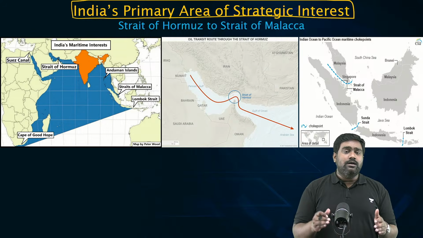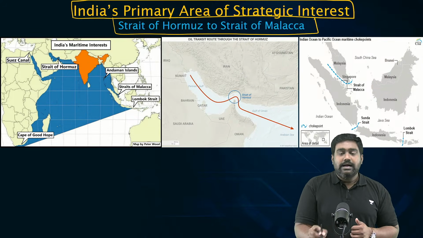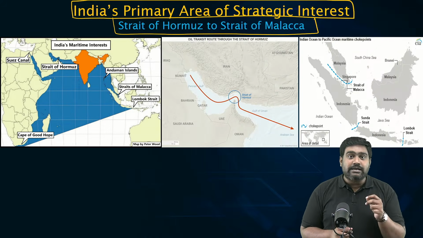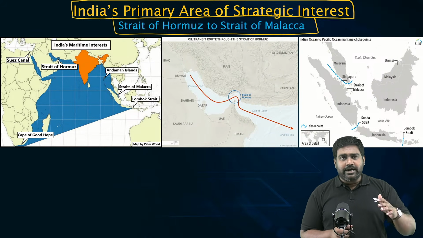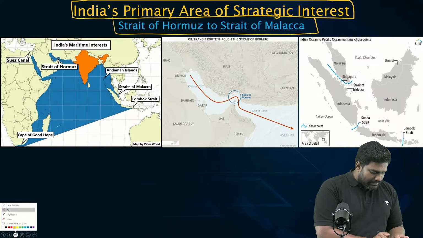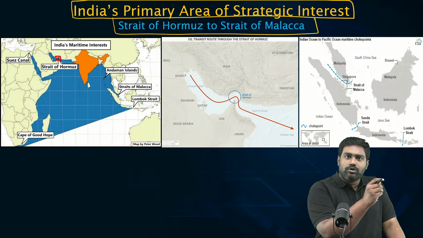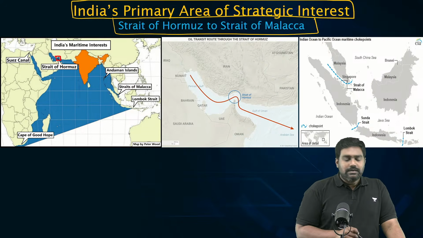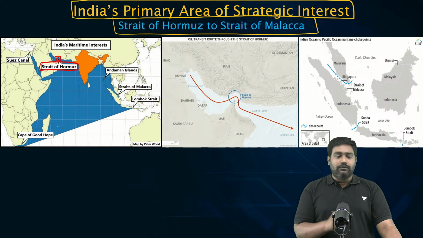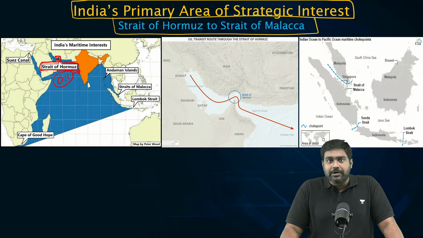It lies between two important geographical points, Strait of Hormuz and Strait of Malacca. Both are strategic choke points, maritime choke points. Hormuz Strait to the west of India, Malacca Strait to the east of India. Look at the map here. Hormuz is this narrow opening that connects your Persian Gulf with Gulf of Oman. This strategic maritime choke point is absolutely critical for global oil supplies, and Indian economy is heavily dependent on it.